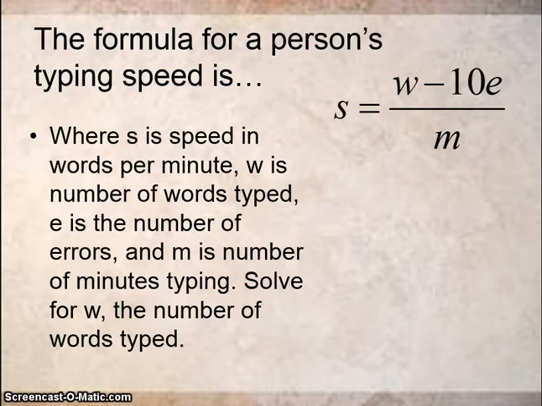Did you know that there is a formula for your typing speed, how fast you can type on a keyboard? Here's the formula. S equals W minus 10E all divided by M, where S is the speed in words per minute, how fast the person can type, W is the number of words typed, E is the number of errors they made or mistakes, and M is the number of minutes typing. What we are going to do is we're going to solve this equation for the number of words typed, or the W. So let's begin by making a do and undo chart.